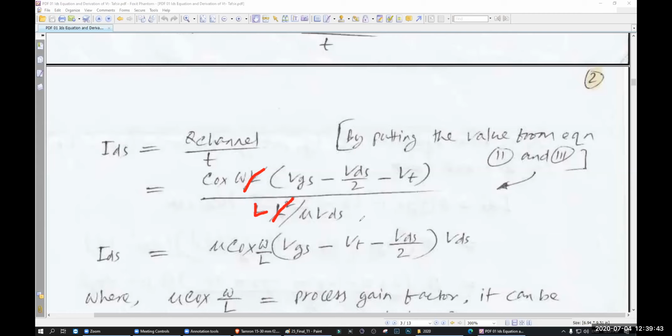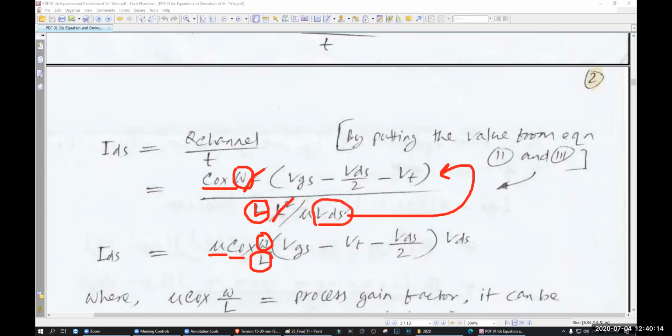This mu VDS will go up. So what you are left with? You are left with mu COX W by L because you have one W and you have one L. And mu will go up. So mu COX W, and you have one L at the bottom. And you have this term VGS minus VT minus VDS by 2. And you have one more VDS that will go up here. So this is your final equation.